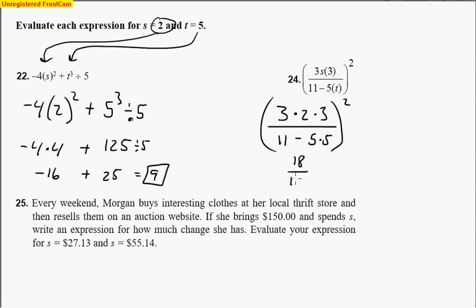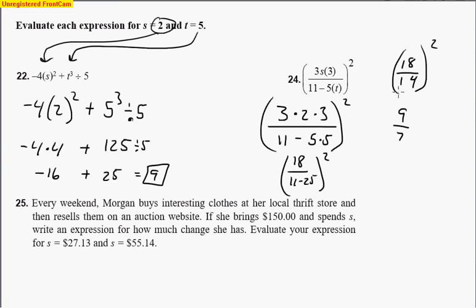Here I have 11 minus 25. So I multiplied first, then I'll do the subtraction next. So I still have 18 on top. And doing that subtraction leaves me with a 14. And so I'm going to go ahead and reduce that fraction now. And when I take out the common factor of 2, that leaves me with 9 over 7.